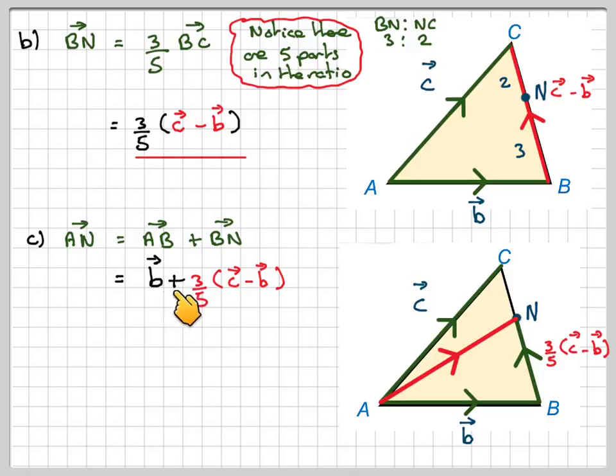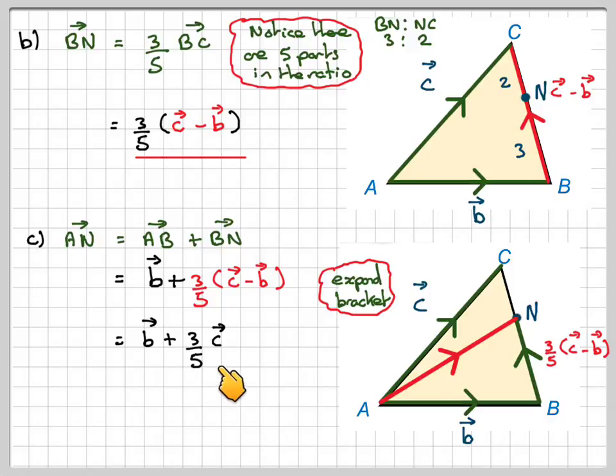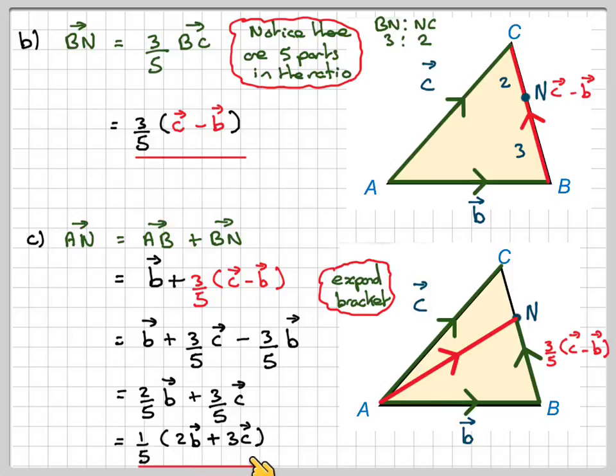Now normally this needs to be simplified, and it can be simplified using the normal rules of algebra. So expanding the brackets, we're going to get b plus 3/5 c minus 3/5 b. Now b minus 3/5 b gives 2/5 b plus 3/5 c. That will do as the answer, but you could factor out 1/5 and write it as 1/5 (2b plus 3c). The important thing to realise is that the normal rules of algebra apply when you're doing this.